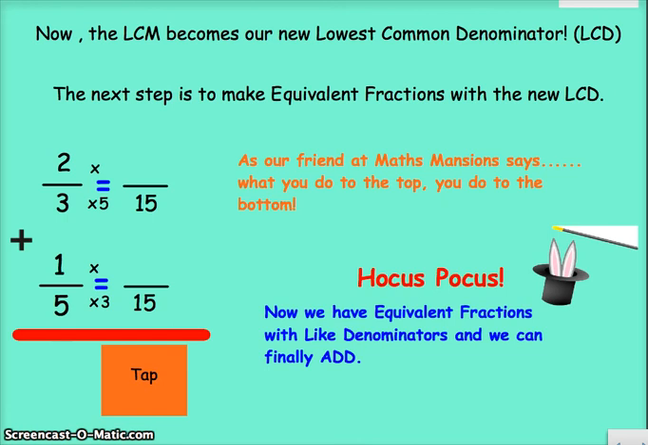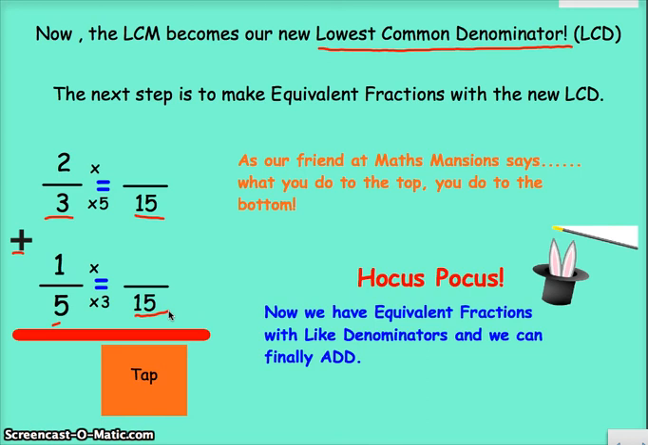Now that we know the LCM, that becomes our lowest common denominator. That's our new denominator. So I like to write the problem now vertically. 2/3 plus 1/5. That was our original problem, if you remember. But we have a new denominator. The new denominator is 15. So we're going to take both of these fractions, 2/3 and 1/5, and turn them into equivalent or equal fractions that have a denominator of 15.